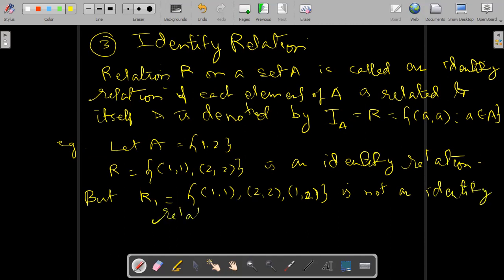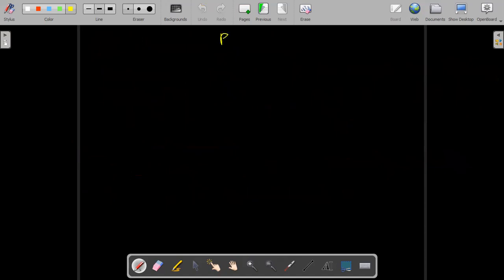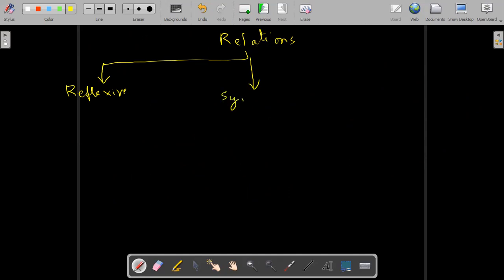So keep in mind these are the basic three relations. Now, in our course there are three relations given especially in our syllabus, and we have to do the questions on these. Number one is the reflexive relation, second is the symmetric relation, and third is the transitive relation.